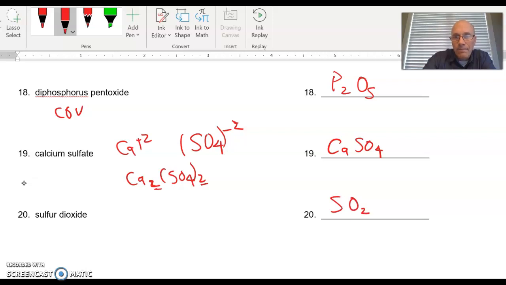Sulfur dioxide. Okay. That's it. I'll try to get the one for the other worksheet in just a second.